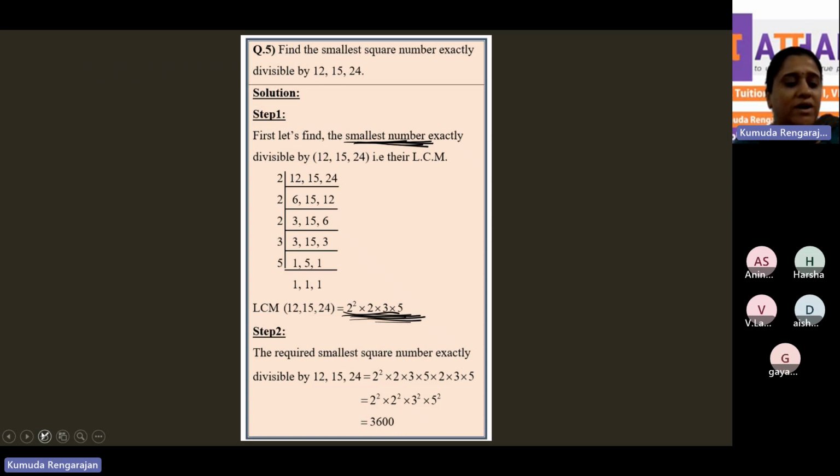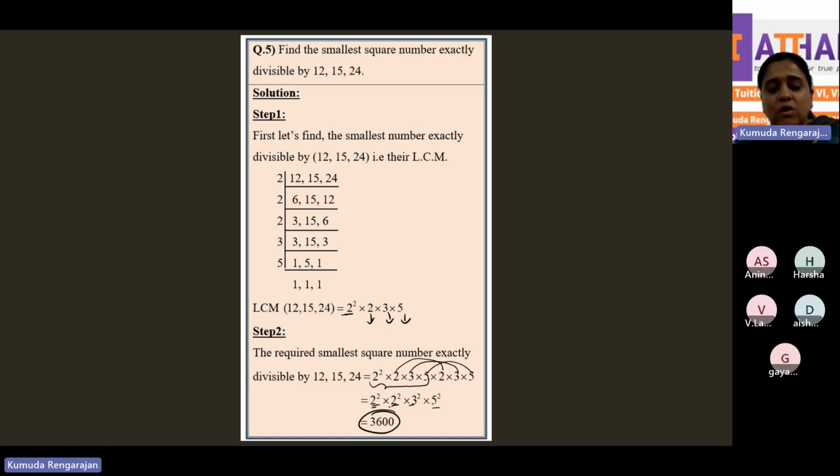Now, which are the numbers not occurring in pairs? This one is happening in pairs. This 2, this 3, and this 5 are not. So this LCM must be multiplied by a 2, a 3, and a 5. So then it becomes 2 square, 2 square, 3 square, and 5 square. And when you multiply, you get 3600.